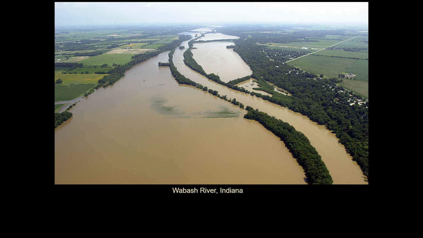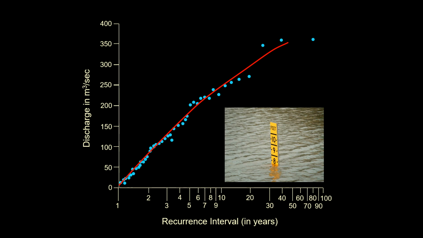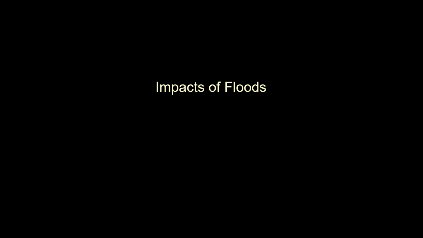Here's the Wabash River in Indiana at flood stage, and just to show you how often these floods occur, in terms of discharge, the bigger floods are shown here at the top right of this graph, but this is the recurrence interval in years. So we have those bigger floods with higher amounts of discharge. Discharge refers to the amount of water. This is in cubic meters per second, so those really big floods are not happening as often.